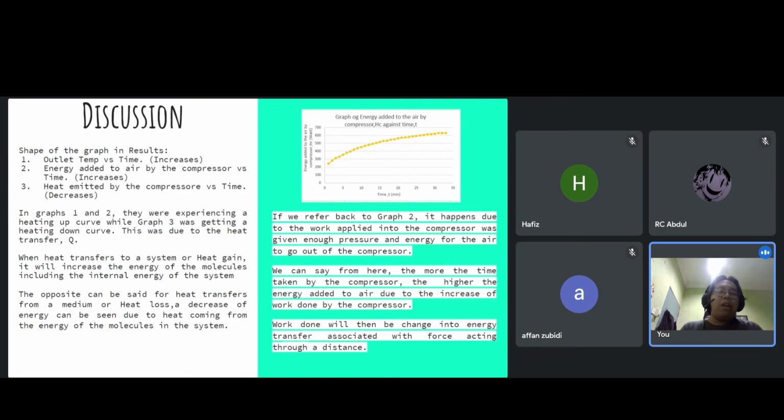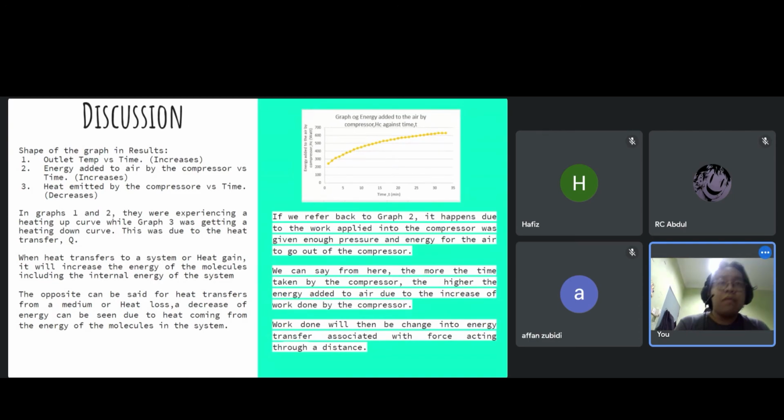If we refer back to graph number 2, we can see it increases from the graph of energy added to the air against the time. It happens due to the work applied into the compressor, which was given enough pressure and energy for the air to go out of the compressor. So we can say that the more the time taken by the compressor, the higher the energy added to the air due to the increase of work done by the compressor. Work done will then be changed into energy transfer associated with force acting through a distance.